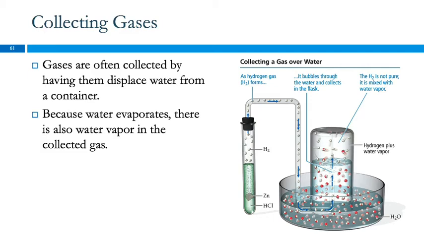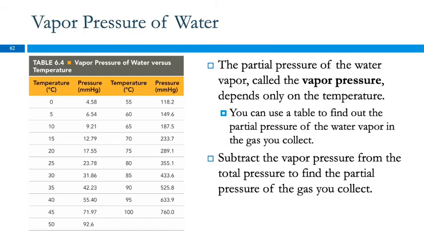So if we want to know the pressure of the hydrogen, we can figure that out by taking the total pressure and subtracting the pressure of the water. And that's a very common calculation. The partial pressure of water conveniently depends only on the temperature of the gas-liquid mixture.